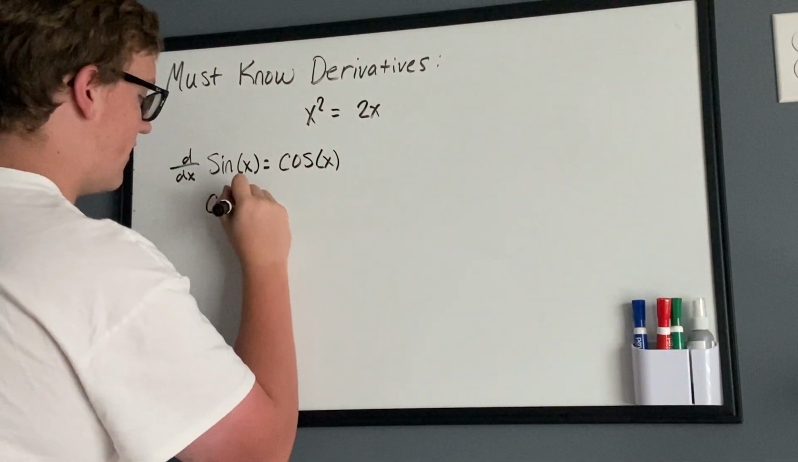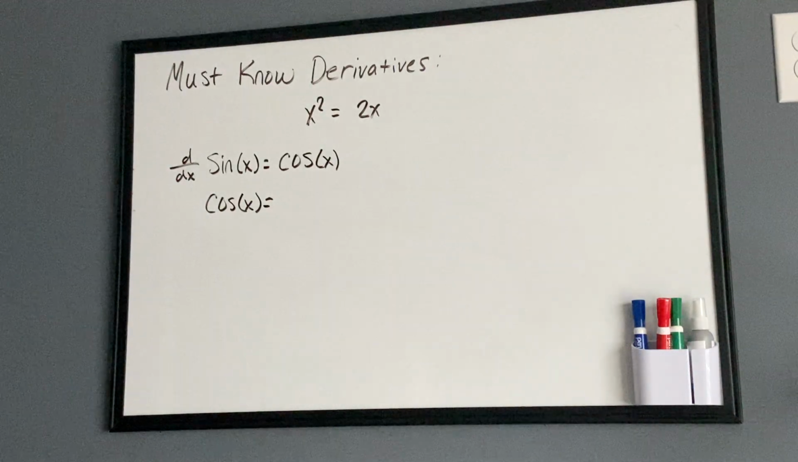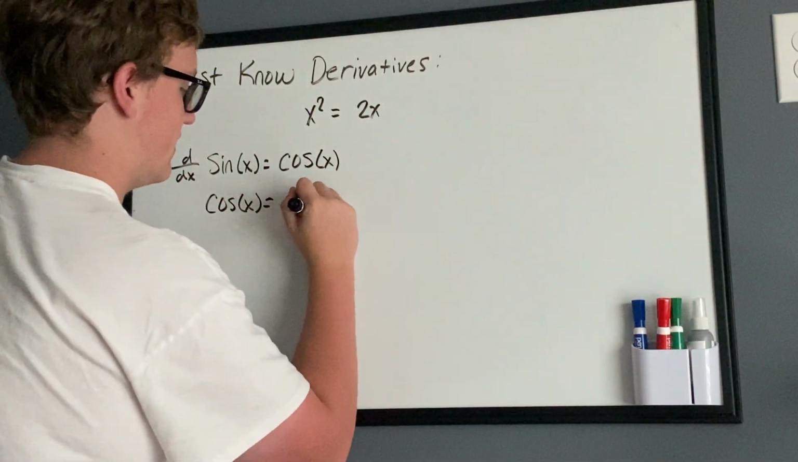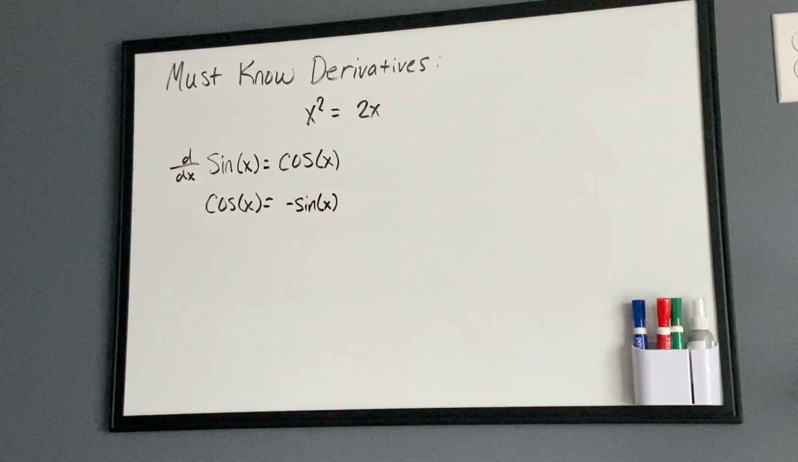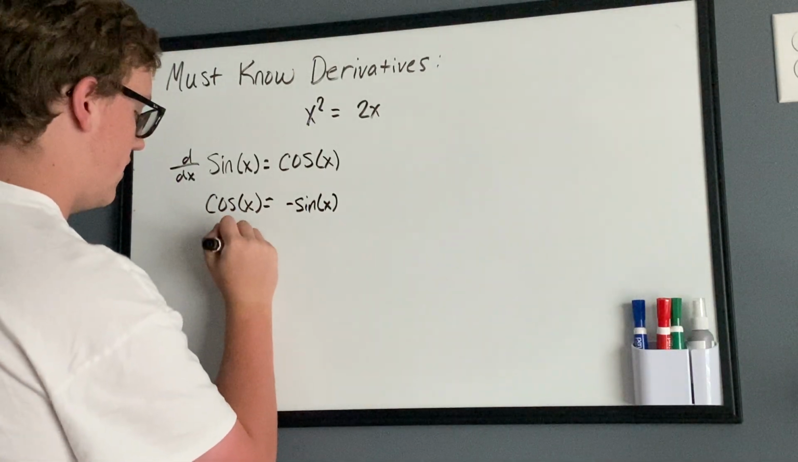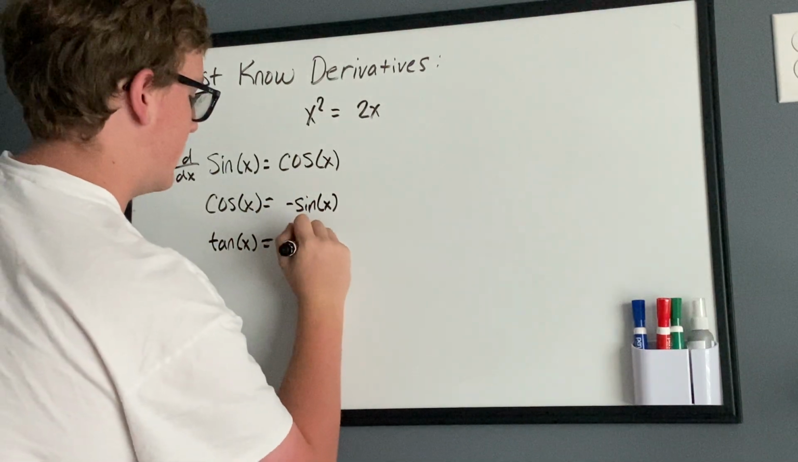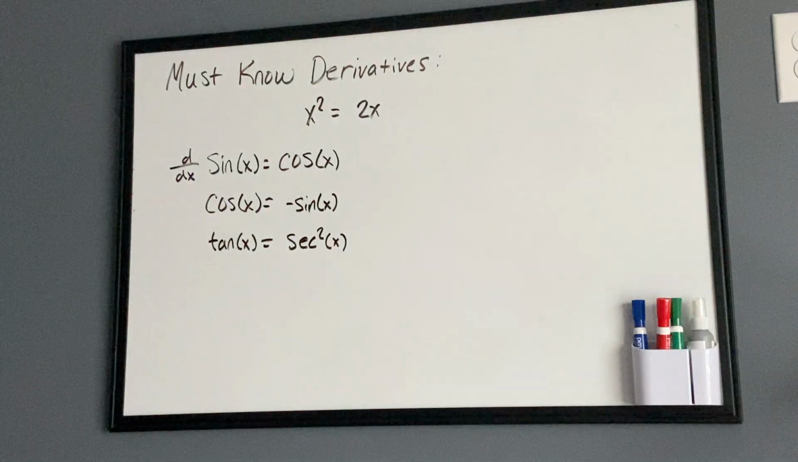Let's say the cosine of x. Again, we found this out by graphing the derivative graph compared to the function graph of it. And again, I'll go over that later. But this right here is just negative sine of x. Now we know that we have a tangent that we need to figure out. Tangent x is equal to secant squared x. So those are all of our regular basic trig functions.